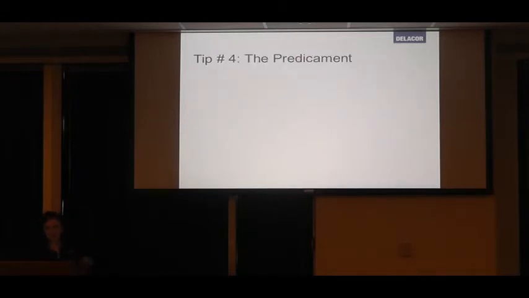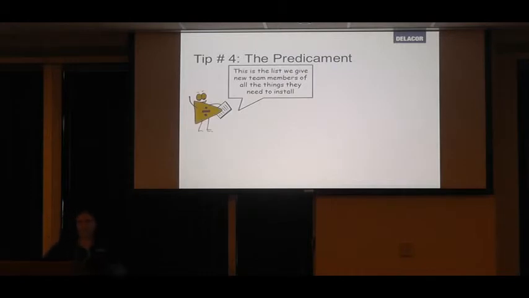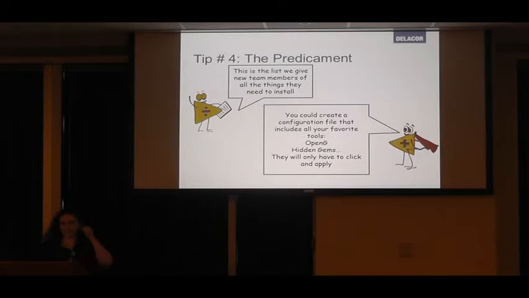Okay, predicament number 4. This is my new character, the diva. This is the list we give to members of all the things they need to install. So you could create a configuration file that includes all your favorite tools, OpenG, Hidden Gems. They will only have to right-click and apply them, and they get all the packages installed. Now this is if you're using VIPM.